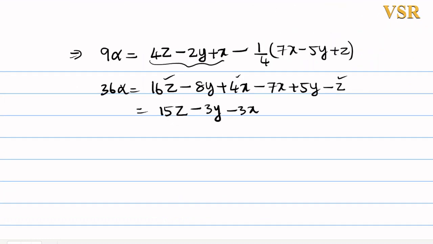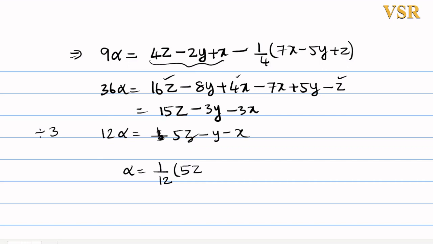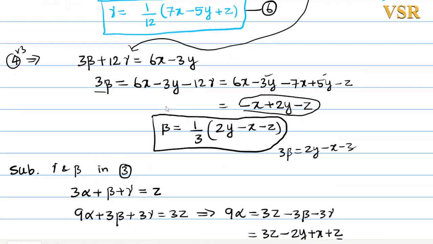So what I'm having, my alpha is equal to 1 by 36. So we can divide it by 3. So probably this will be divided by 3. So we'll have 12 alpha, which is equal to 5z minus y minus x. So alpha is equal to 1 by 12 times 5z minus y minus x. Okay, so this is my solution. So put alpha, beta, gamma together.